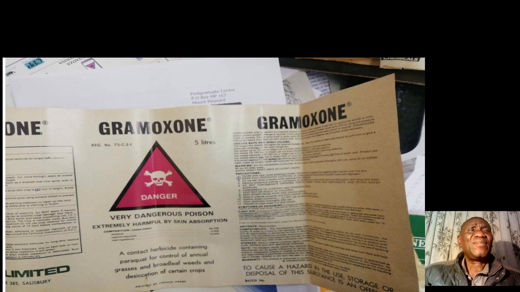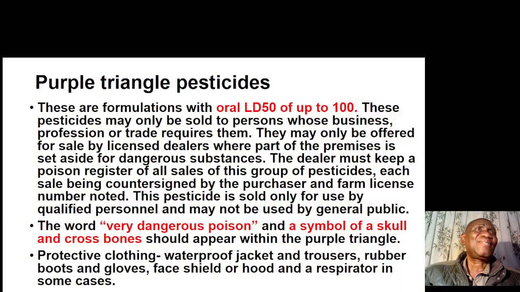So we have Gramaxone in this category. I don't know whether it's now paper or things could have changed. Now the purple triangle pesticides. These are formulations with now very low LD50, up to 100 milligrams per kg body weight.